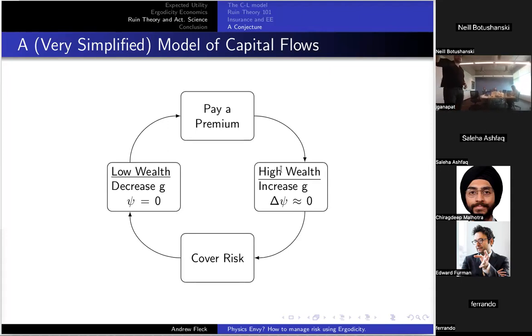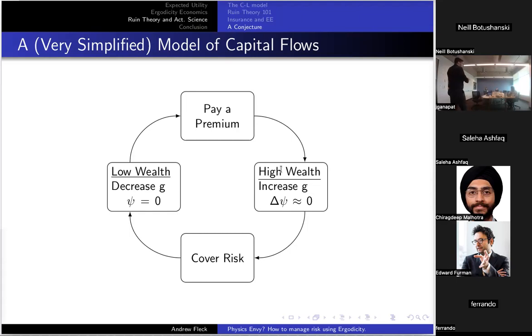High wealth individuals and institutions will cover the risk of low wealth ones for the cost of a premium. The high wealth people will get an increase in their growth rate, and they'll have a negligible risk of ruin. The low wealth people will not be worried about ruin, even though they're giving up maybe a slightly higher growth rate, right? This seems very intuitive and very simple, but there now is an analytic framework to think about this. There's a way of actually doing modeling with this framework in mind.